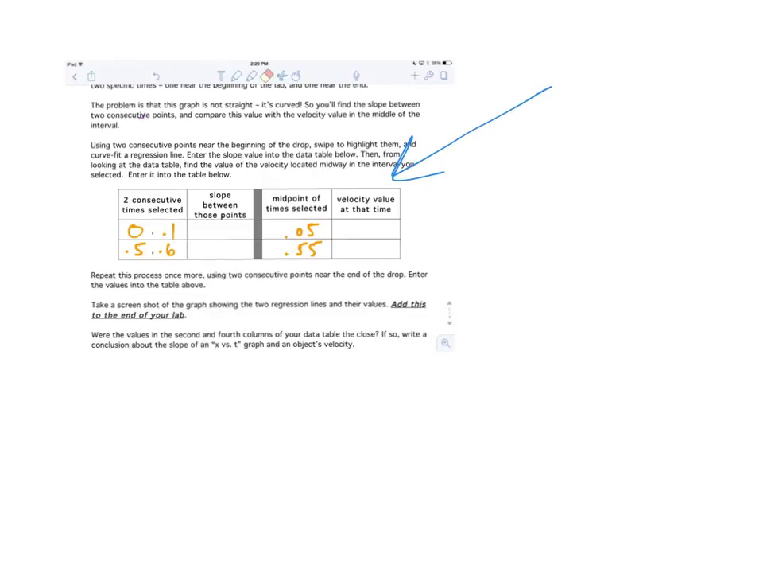So if you haven't done your graphs yet, you need to pause this video and go ahead and go do your graphs first, and then come on back and take a look at this section. So what you're going to do, essentially, is compare the slope on your position time graph to the data in your data table on the lab. So the first thing I want you to do is take a look at your graph.